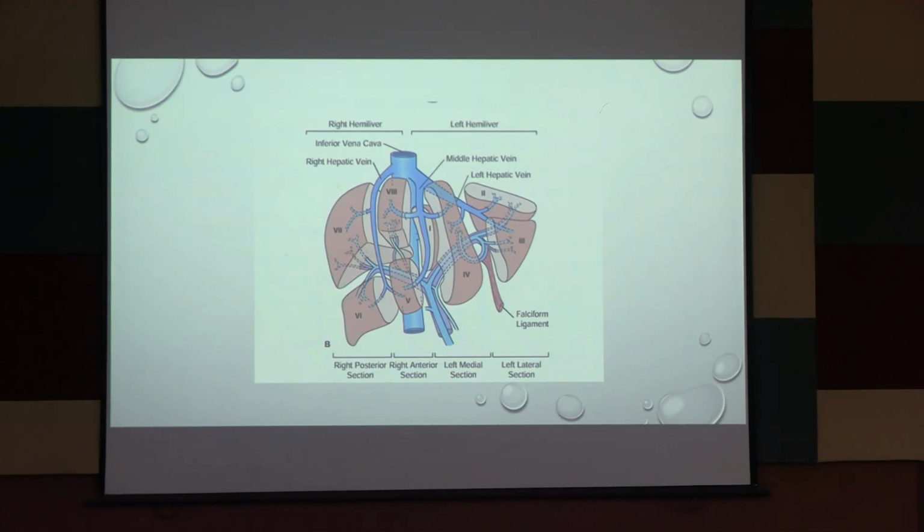Earlier it was all three, now it is two. So these are called sectors. So the right sector is divided into two sectors. One is anterior, the other one is posterior. So right anterior sector, right posterior sector.